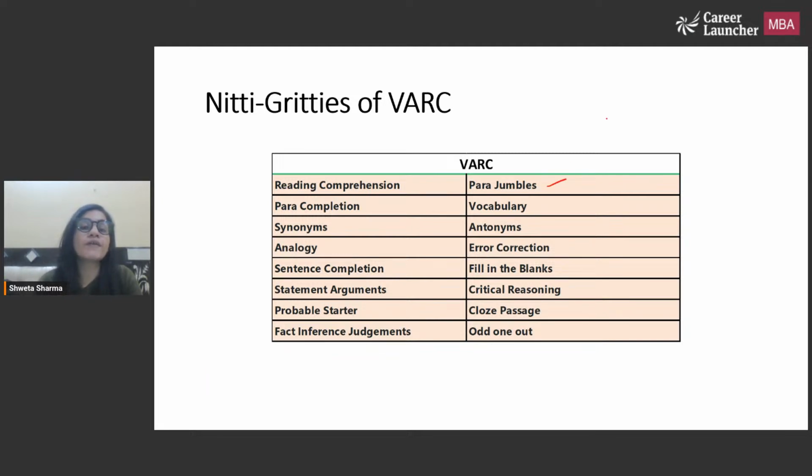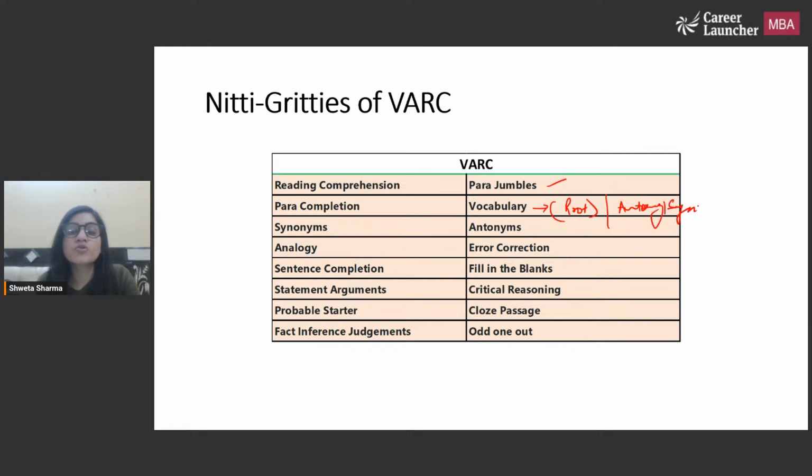Para-jumbles, when you have 4 to 5 sentences jumbled for you and you're supposed to figure out a coherent, meaningful paragraph by arranging those 4-5 sentences for yourself, that is a para-jumble question, so that the coherent paragraph makes some sense eventually. Okay. Vocabulary, all about root words, so we can also cover them. Roots and some antonyms, synonyms, as we just discussed.